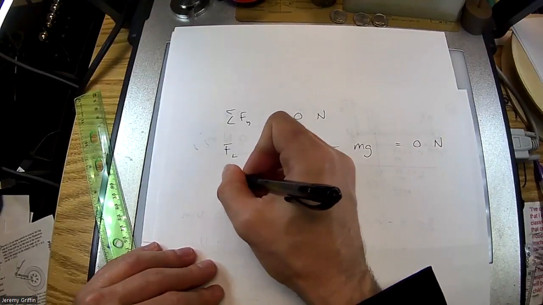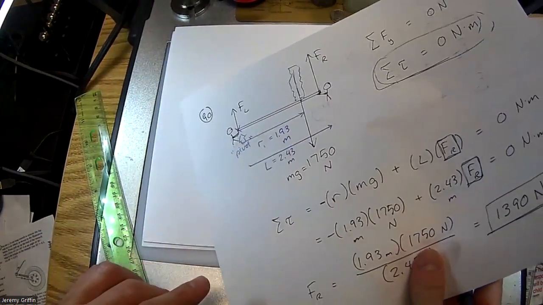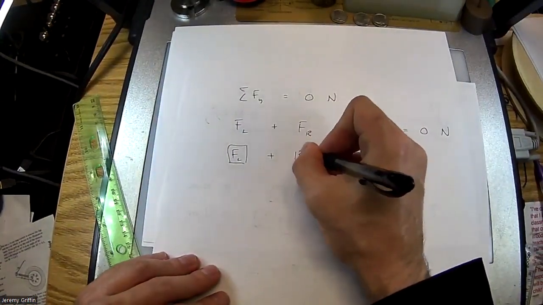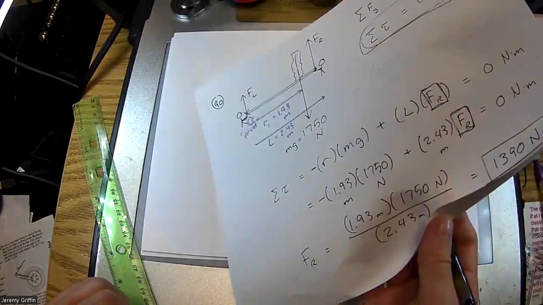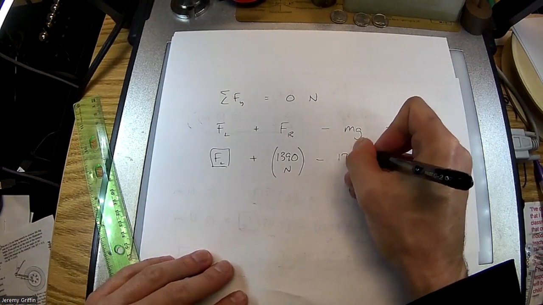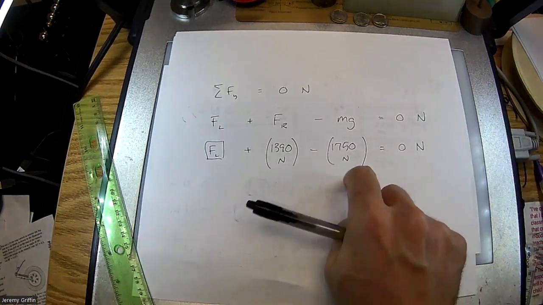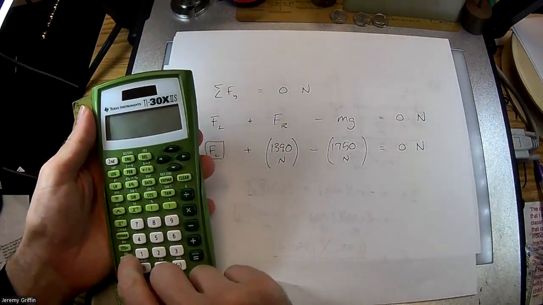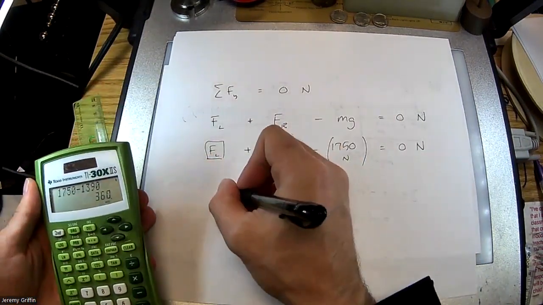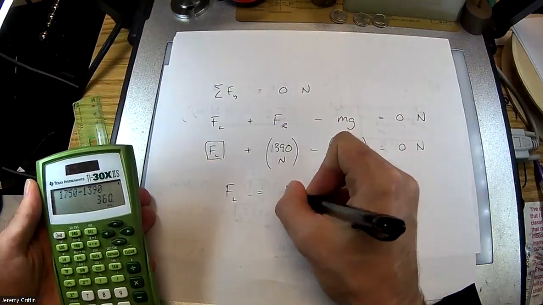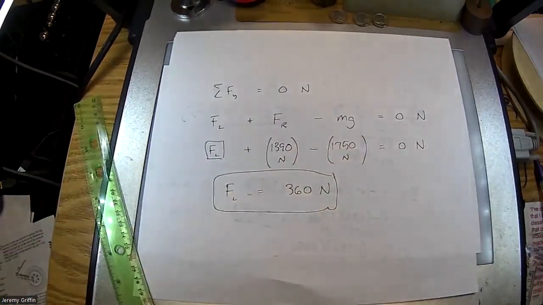So what's the force on the left is the question. I know the guy on the right is holding up with 1390 newtons. We just solved that, 1390 newtons. And the topsoil, that whole stack, weighs 1750 newtons. This all has to zero out. Add that over, subtract that. What is 1750 minus 1390? Okay, I'm looking at left force equals 360 newtons, about like that.